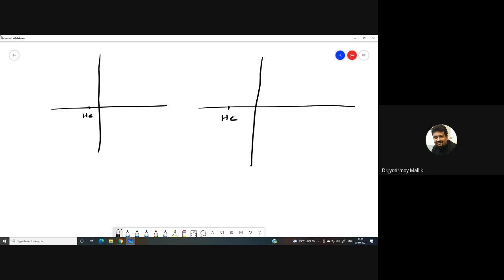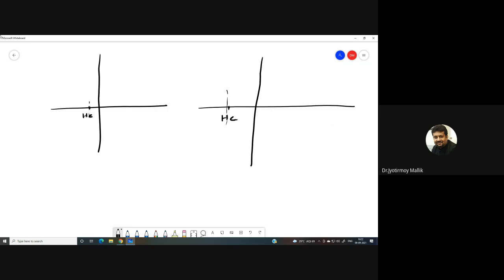Can you tell me in which one I have which one of them is actually a single domain grain, and which one is the multi-domain grain dominated rock sample? Can you tell me? HC is smaller here and HC larger here. The rest of it is the same.